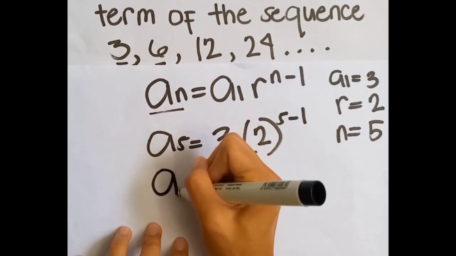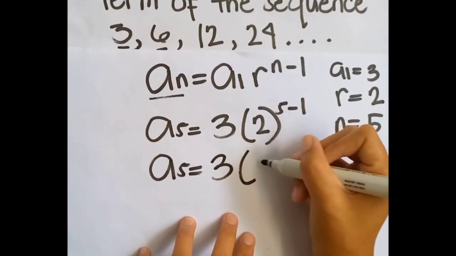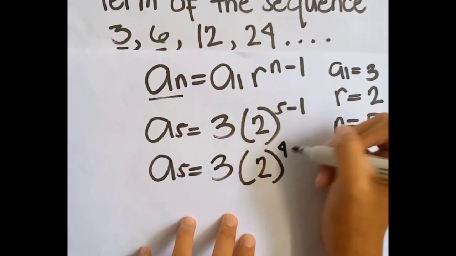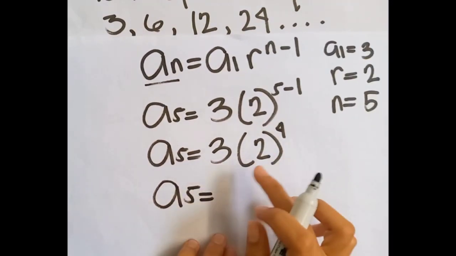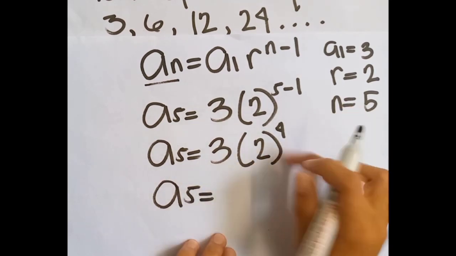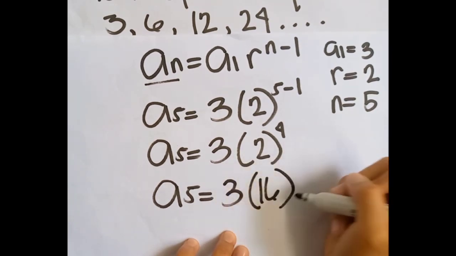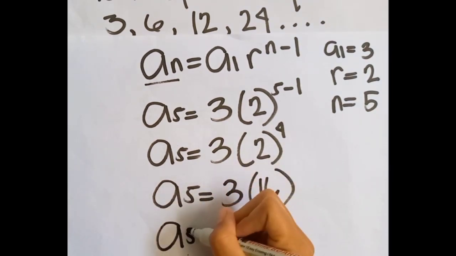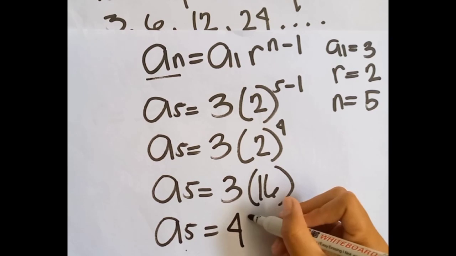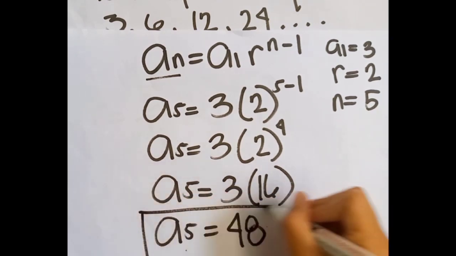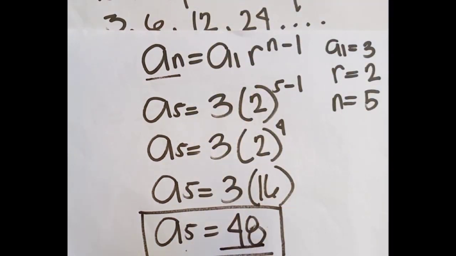So simplify this formula. 2 to the power of 4 will be 16. Then 3 times 16 is 48. Therefore, our 5th term is equal to 48.